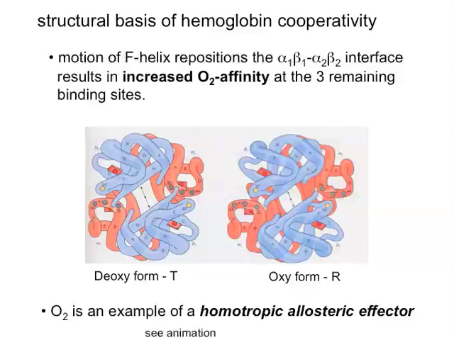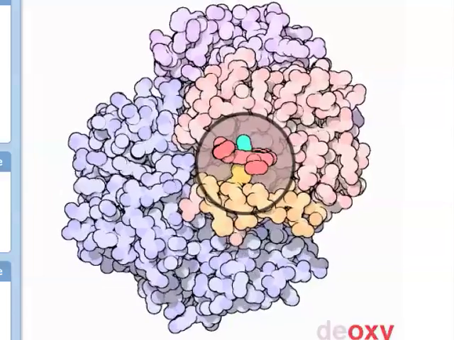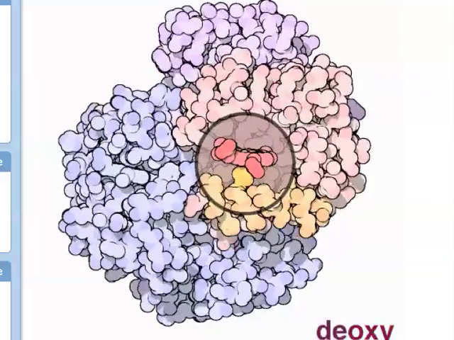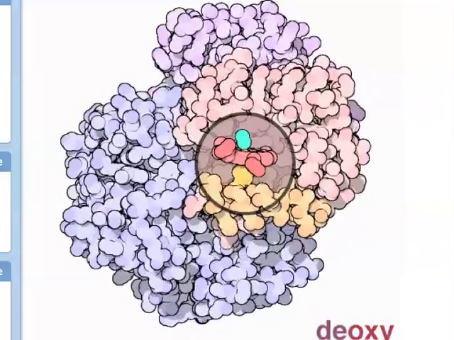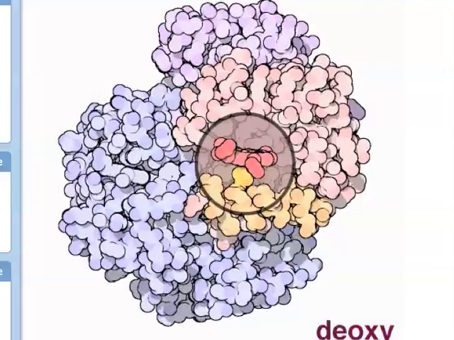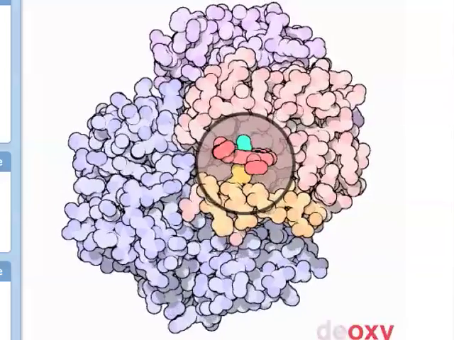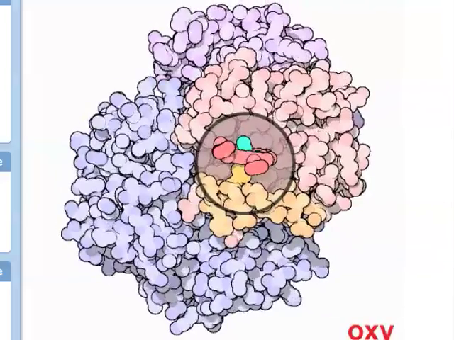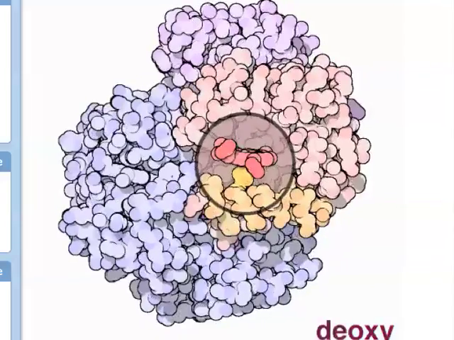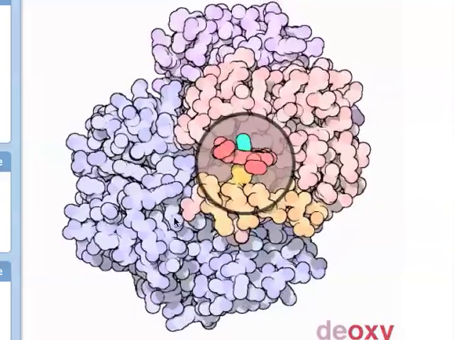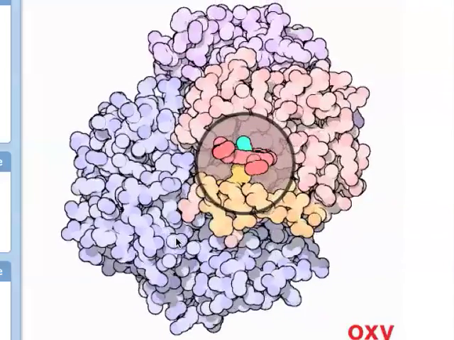See animation. So I have an animation of this change for you. So let's switch to, yes, here we go. So deoxy, oxy. Watch that blue oxygen molecule, right? And what it does to the relative position of the proximal histidine and to the rest of this protein as well. So we've got a tetramer here. The one that we're focusing on is the pink one, but you can see that the whole molecule is changing as well.